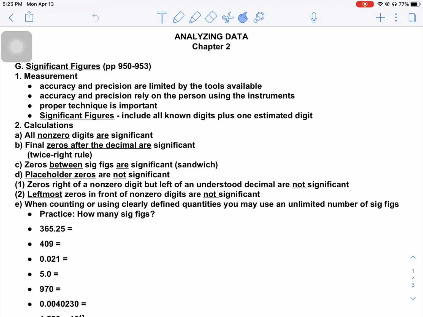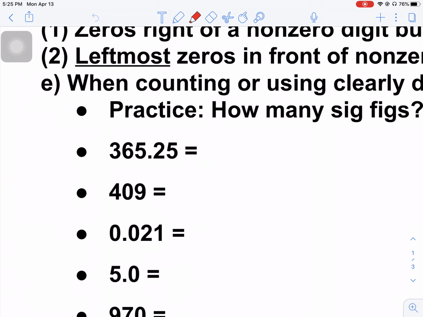So last time we met, I explained how we determine a significant figure, and we said zeros can be tricky sometimes. An example of when zeros are significant is if they are sandwiched in between. Like in 409, the zero is sandwiched in between two non-zero digits, so we have three significant figures.